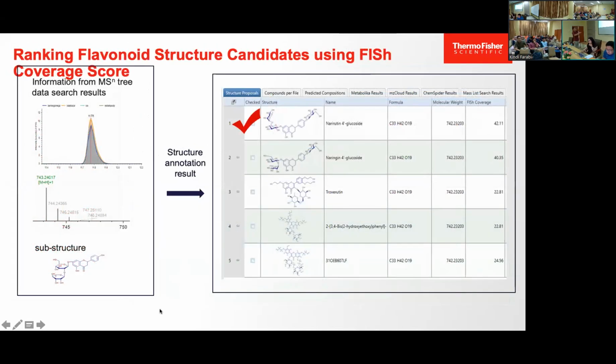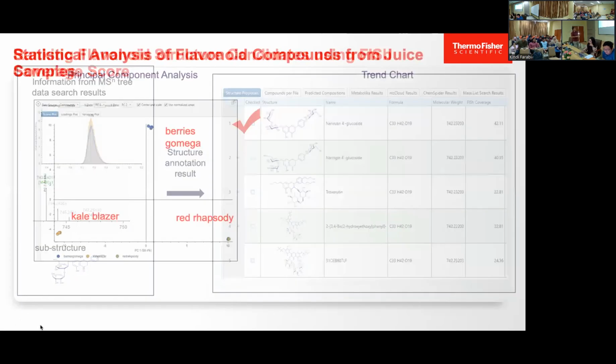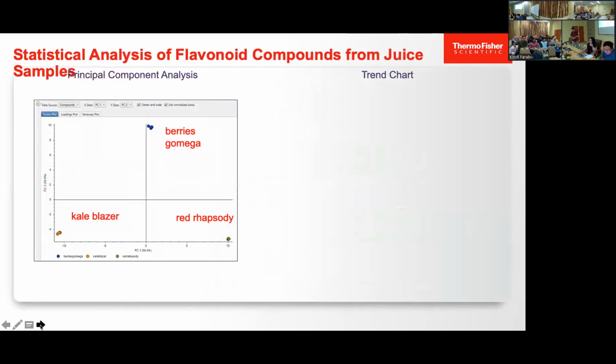So I will choose based on the higher coverage. Then I will say that this putative structure and ID will be the first compound. The rest, maybe the score is not so high, so that's why they are not considered. Thanks. And once you identify a compound, you can do this PCA, principal component analysis, clustering. You can do the cluster between the samples of different origin, different source. And there's one thing called trend chart. Next.